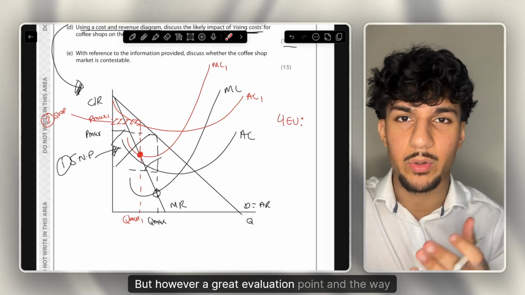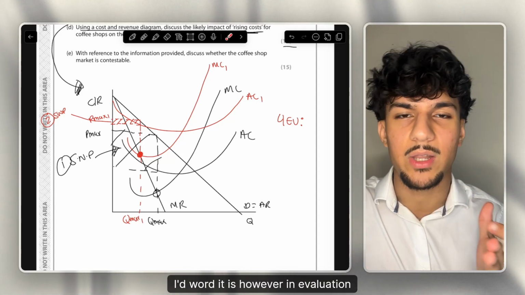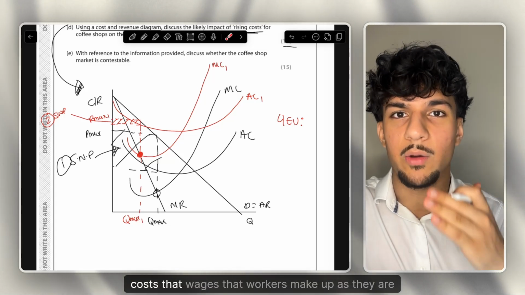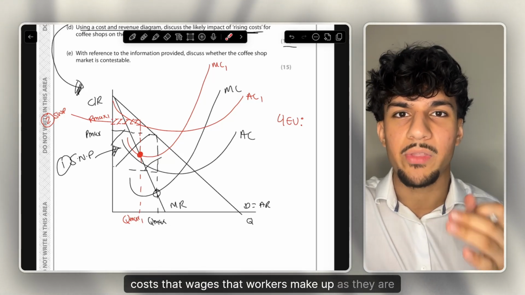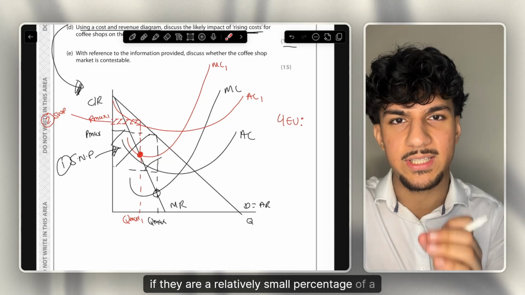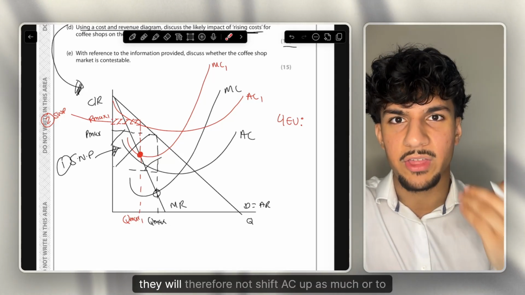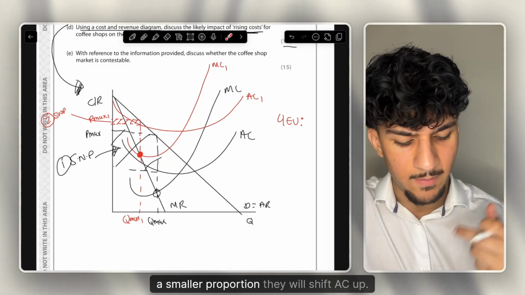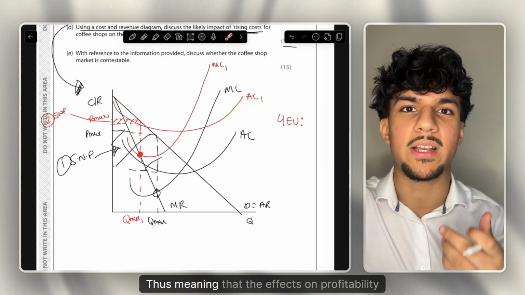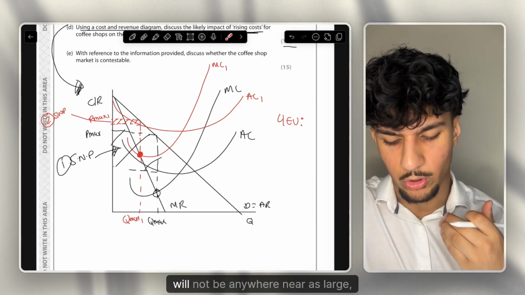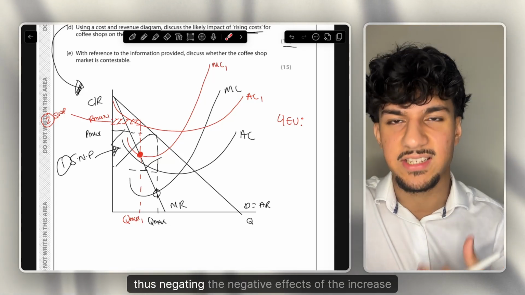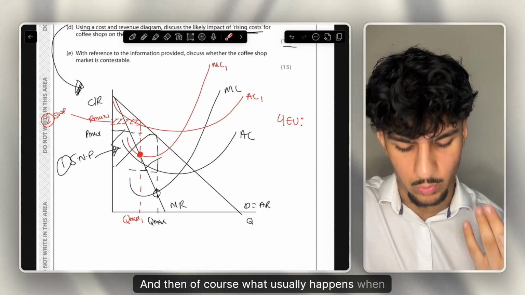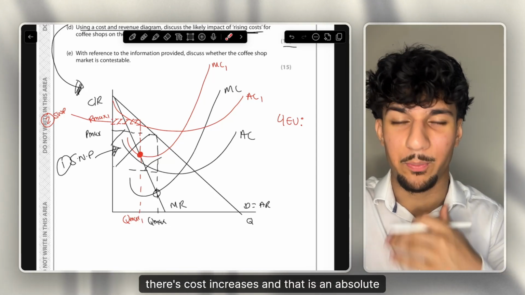However, a great evaluation point, and the way I would word it is, however, in evaluation, this depends on the percentage of costs that wages that workers make up, as if they are a relatively small percentage of a firm's costs, they will therefore not shift AC up as much, or to a smaller proportion, they will shift AC up, thus meaning that the effects on profitability will not be anywhere near as large, thus negating the negative effects of the increase in costs. And that is an absolute banger of an evaluation point.